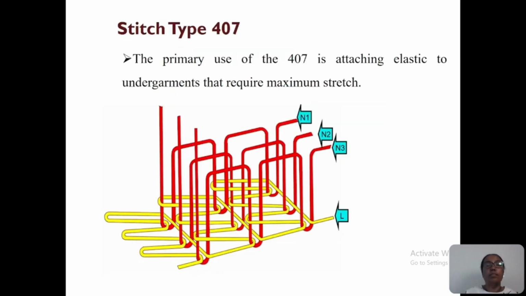Stitch type 407. The primary use of 407 is attaching elastic to undergarments that require maximum stretch. Mostly this stitch type is used for undergarments. This stitch type uses 1 looper and 3 needle threads. 406 has 2 needle threads, and this one has 3 needle threads and 1 looper. The difference is that.